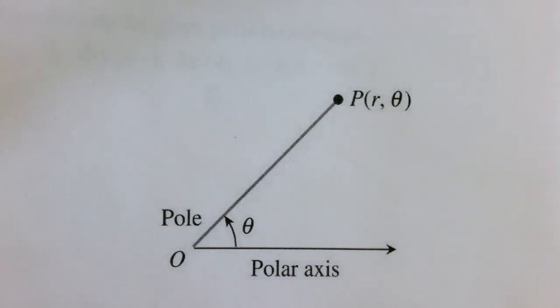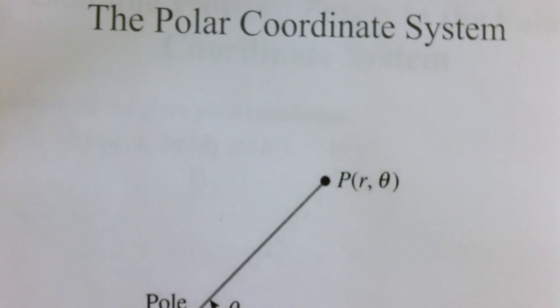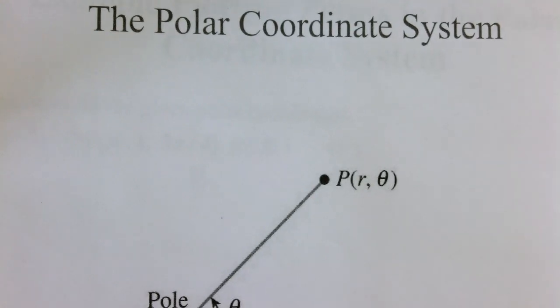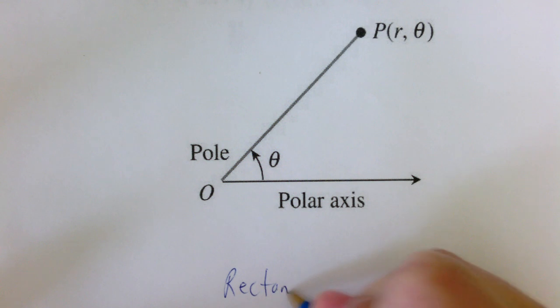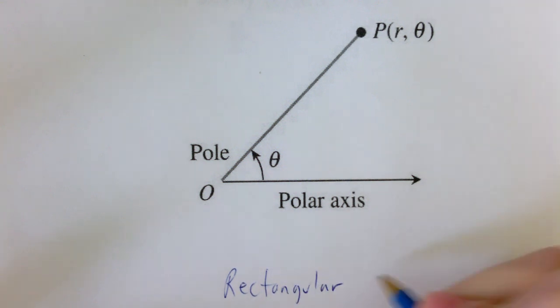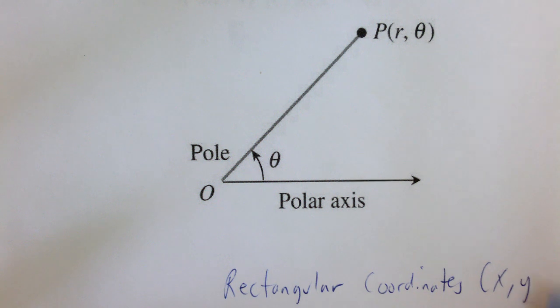All right, today we're going to talk about the polar coordinate system. We're going to be converting polar coordinates to rectangular coordinates and vice versa. So rectangular coordinates are something you're familiar with. Rectangular coordinates are just x and y on a regular xy plane.